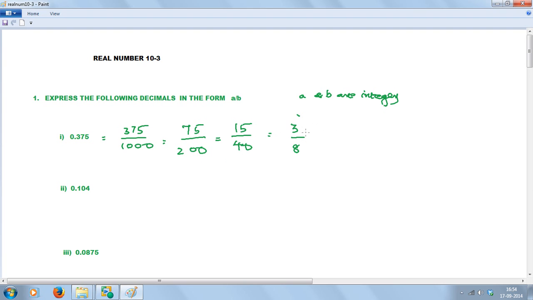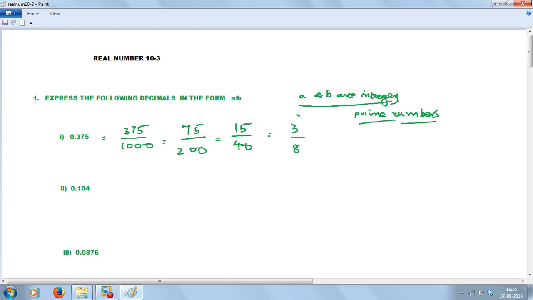So we have to divide the factors in such a way that we get prime numbers, and cancel all other common integers between the numerator and the denominator. So 3 by 8, that's how we do it. So we'll go to the next problem.